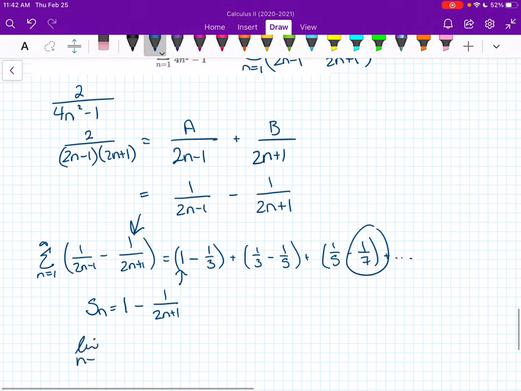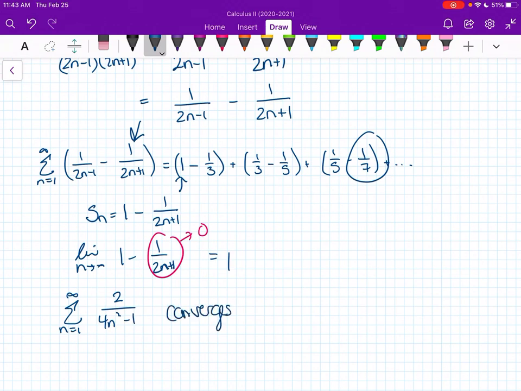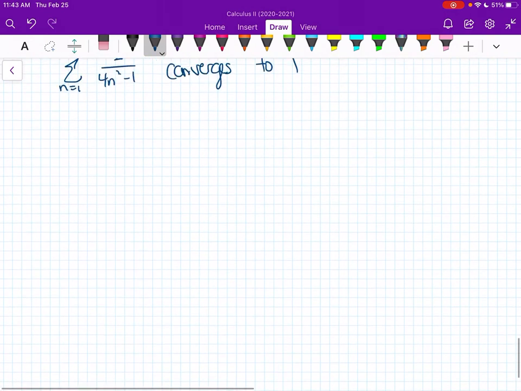So then if I take the limit as n goes to infinity of that, I see that this last term here goes to 0, so my entire limit is 1. So then I can say that my series from n equals 1 to infinity of 2 over 4n squared minus 1 converges to 1. Okay, so that's a telescoping series.